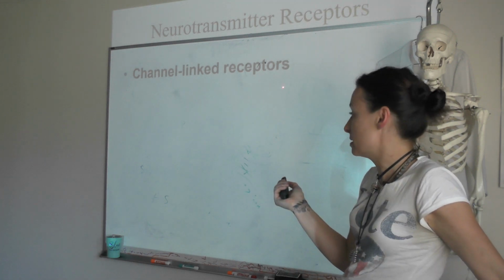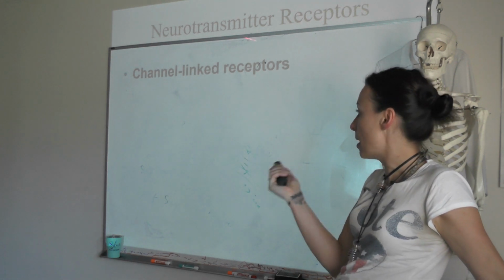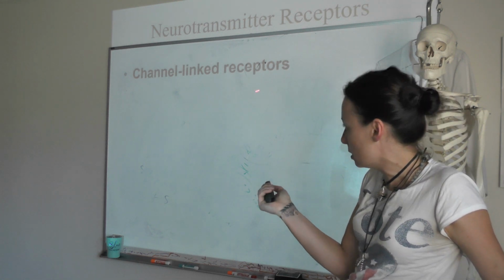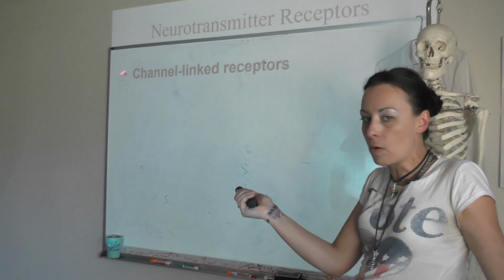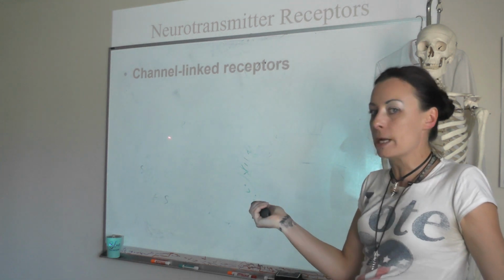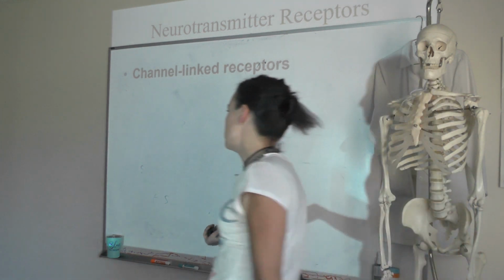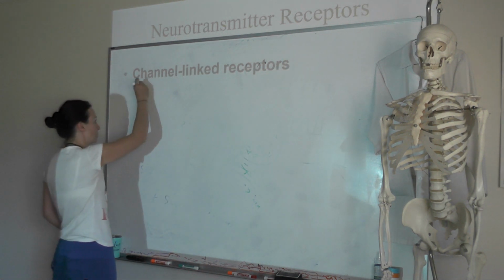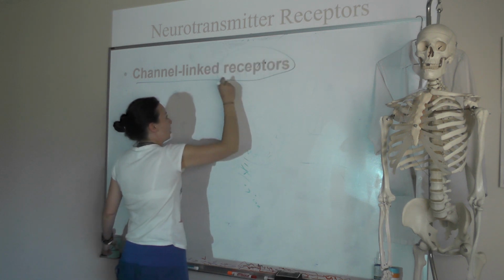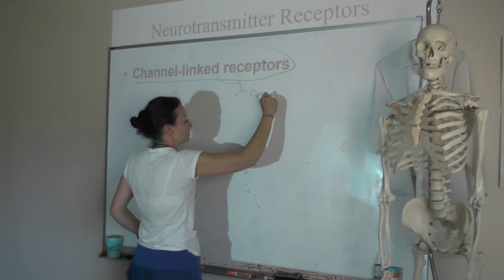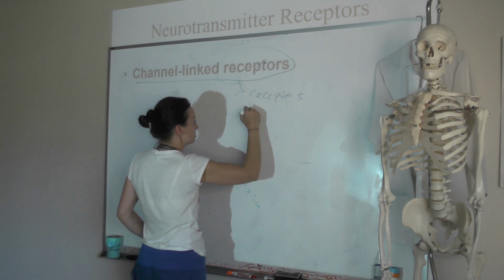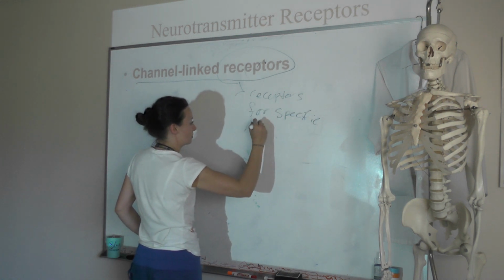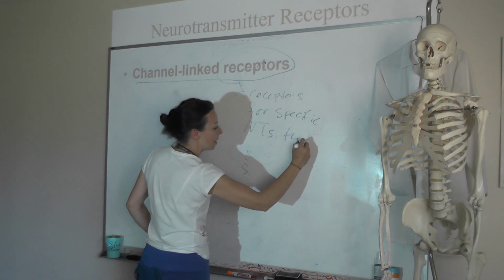Why? Because we have just been talking ad nauseum about channel-linked receptors. When a neurotransmitter binds a channel-linked receptor, a channel is going to open, and that channel opening is going to allow for ions to move down their concentration gradient. So channel-linked receptors are receptors for specific neurotransmitters that open some ion channel.